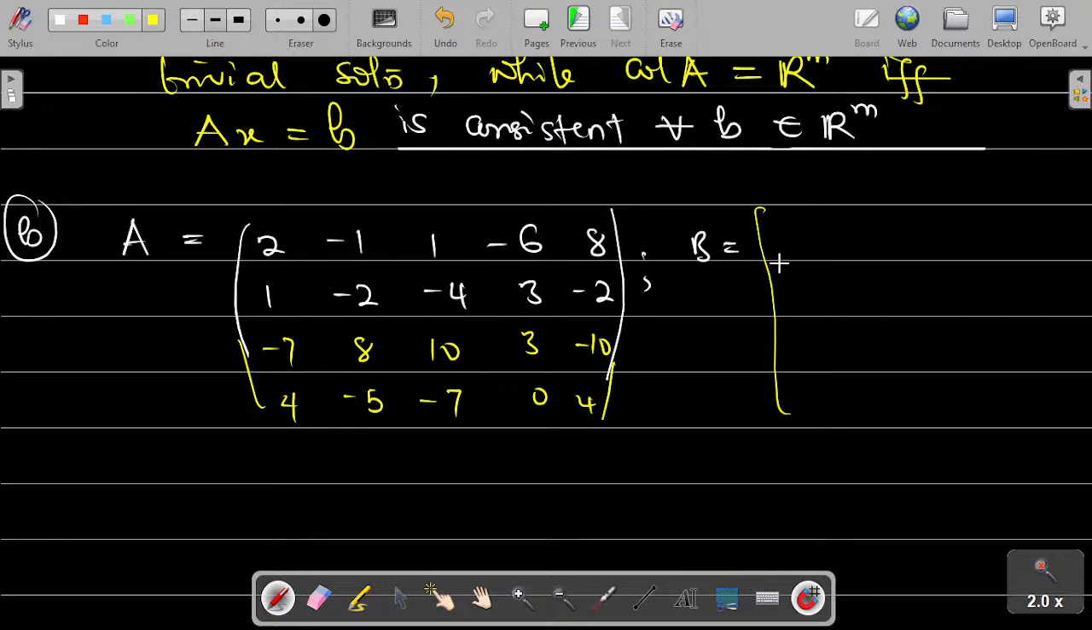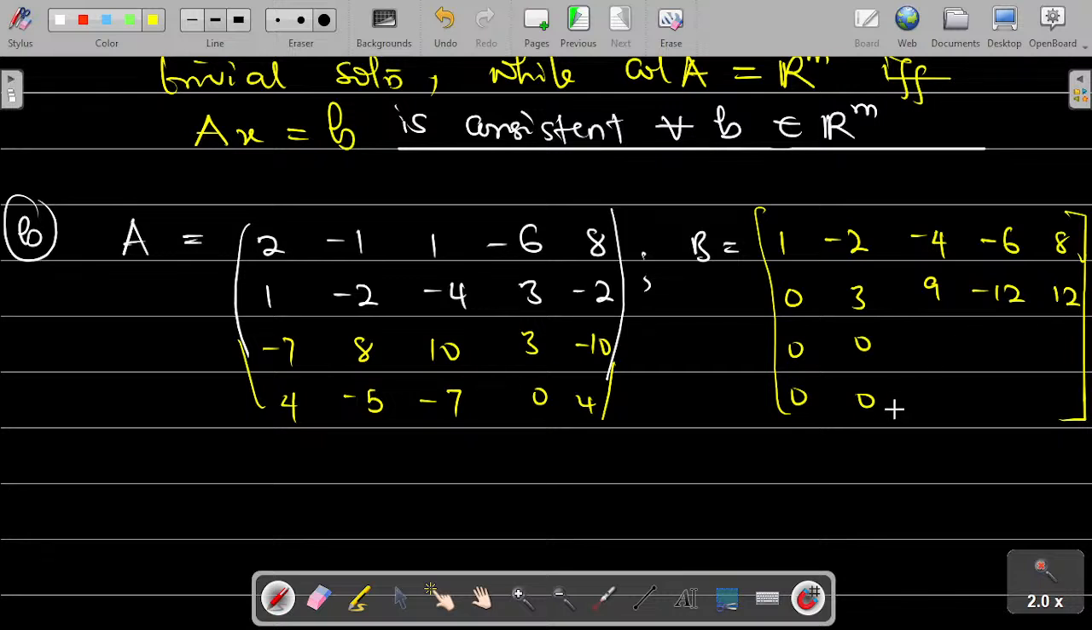So here we have 1, minus 2, minus 4, the same first row, 8. Actually, this one is a row reduction of the first. You are going to see that 0, 0, 0. Then this one is 3, 0, 0. Then 9, minus 12, 12. Then every other place is 0.